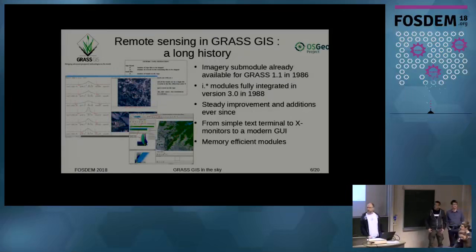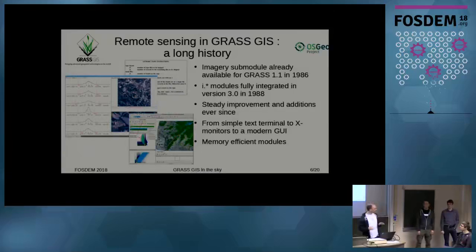You already had first sub-modules available in 1986 for GRASS 1.1, and then from GRASS 3.0 in 1988, you had a whole suite of modules integrated into the core GRASS, which are the i.something modules, so the whole imagery family. Ever since, we've had steady improvements and additions constantly. There's been constant evolution, following, obviously, the changes in types of satellite data that we can use. And we've moved from what you can see at the top, a very simple text-based console in the 1980s, to a much more complex and modern GUI system to handle all that data.